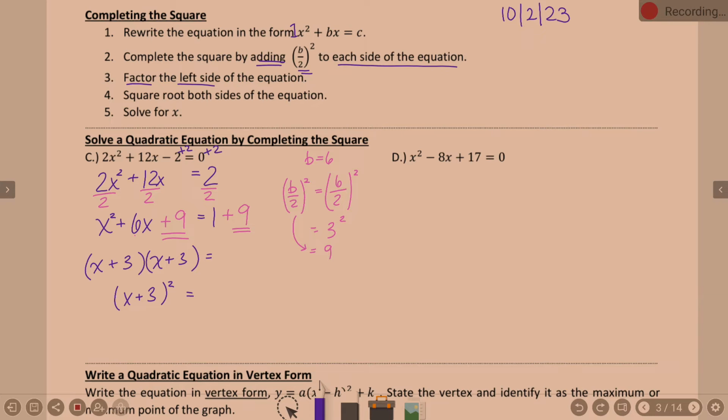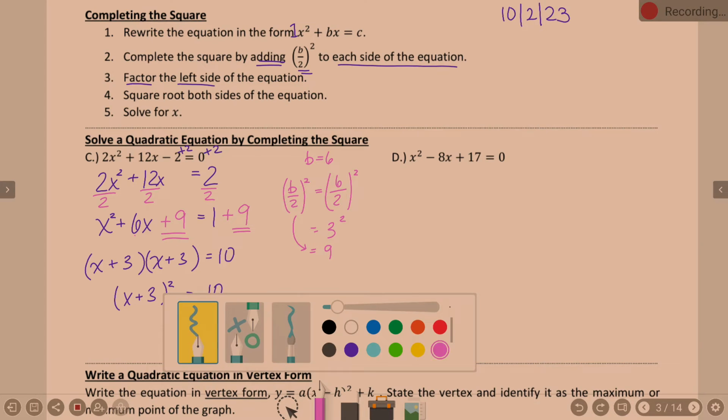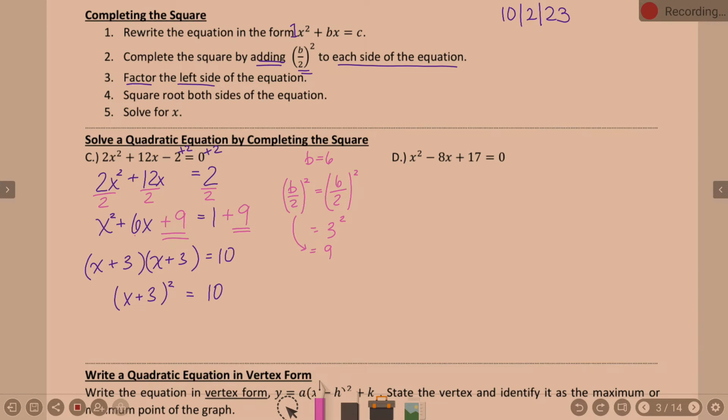On the right, what is 1 plus 9? 10. Okay. That was step 3, factored. Step 4, square root. We got parentheses squared, so perfect time to square root. What is the square root of x plus 3 quantity squared? X plus 3. Remember, the square root and the square cancel each other out.